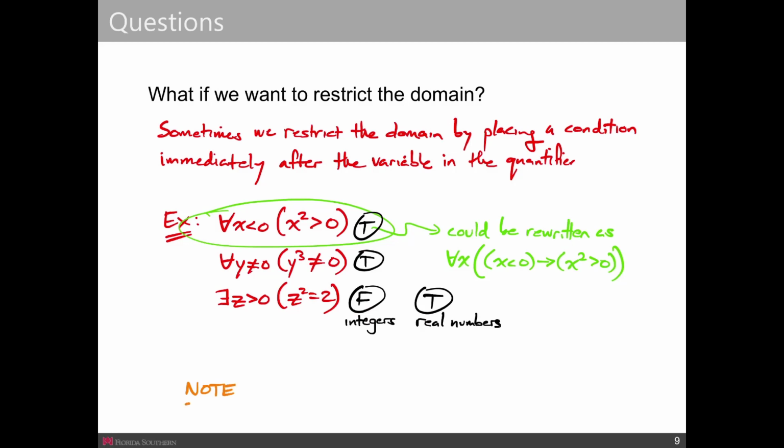And again, I will note here at the bottom, just to drive home this point, we really should make sure to specify domains. If you're solving a problem and I don't give you the domain, it is very reasonable to ask for it because that might influence the truth value, as we see in the last example here.